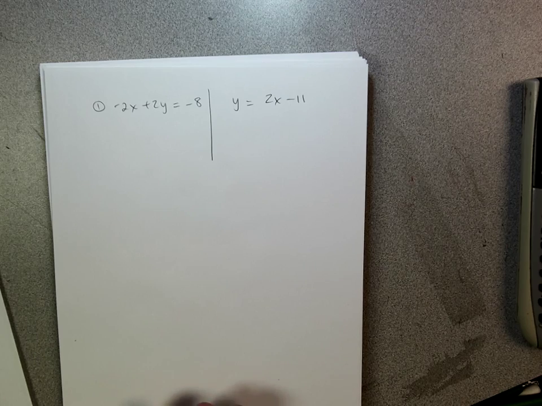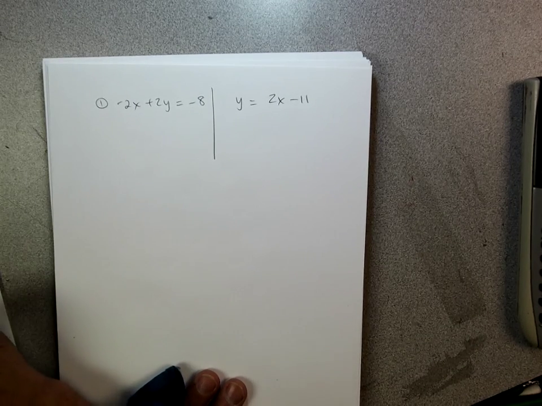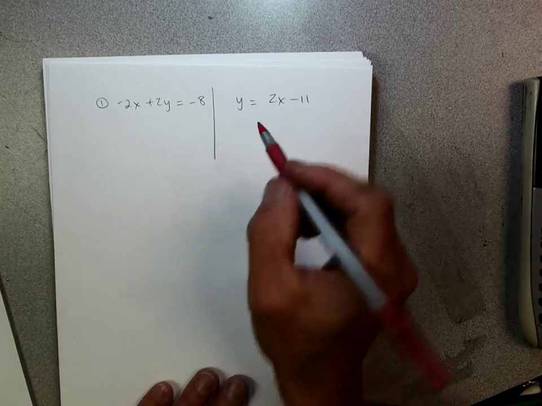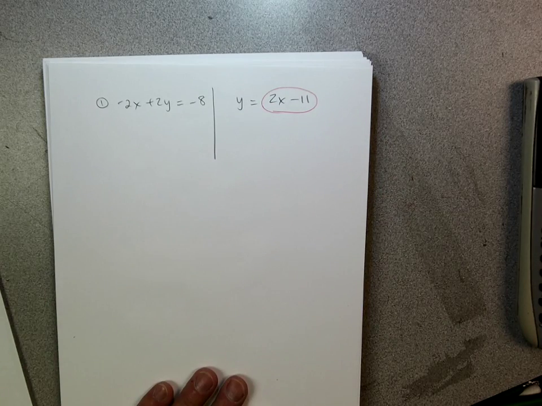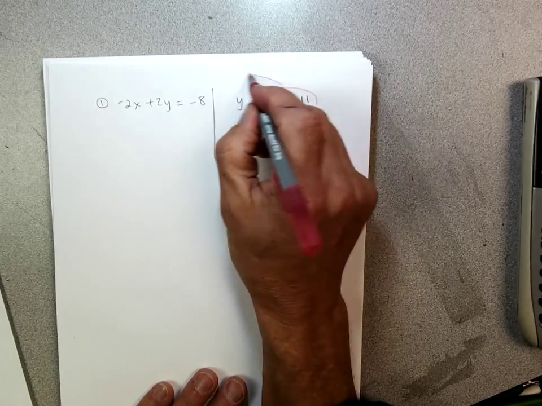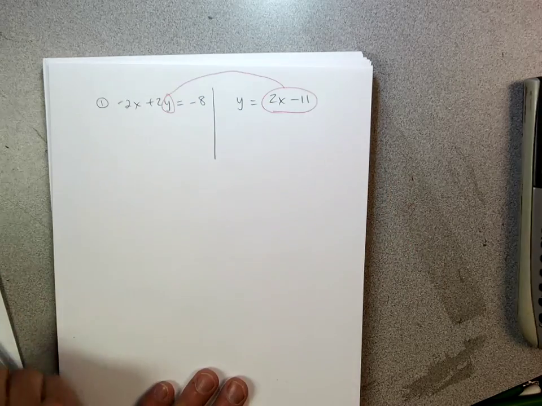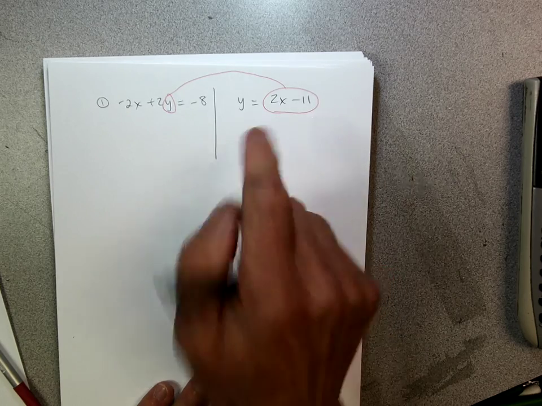So when I do substitution, I'm looking for one of the two variables to already be solved for, like for instance y equals or x equals, and I have that. I've got y is equal to 2x minus 11. Because I know what y is equal to in terms of x, I can put that right there. I can rewrite y. Instead of writing y, I'll write my 2x minus 11. I'll just substitute it in.